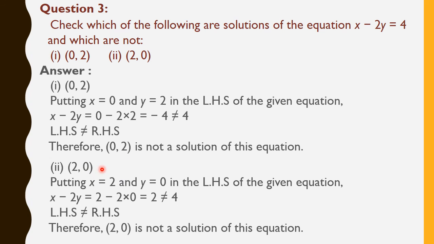The second one is (2, 0). So we'll consider x as 2 and y as 0. Let's put the values in the left hand side of this equation. So x minus 2y is equal to 2 minus 2 into 0. So we are getting 2 minus 0, that is equal to 2. Now, 2 is definitely not equal to 4, which is the right hand side of the equation, right? Therefore, the left hand side is not equal to the right hand side. Therefore, (2, 0) is not a solution of this equation.